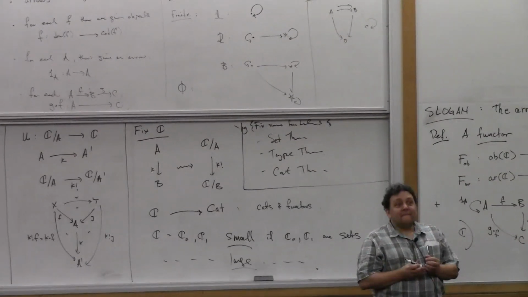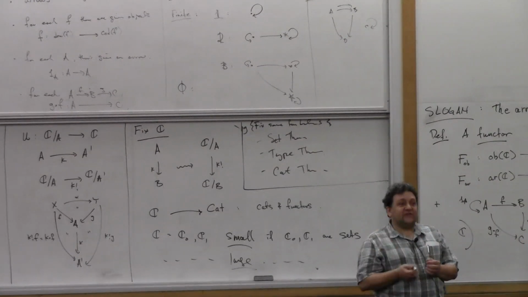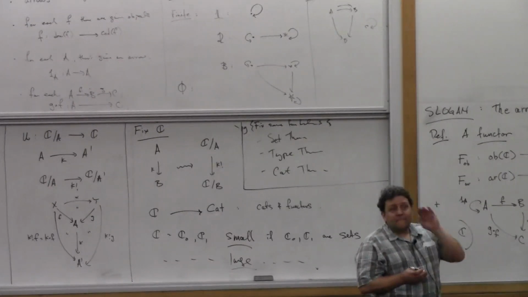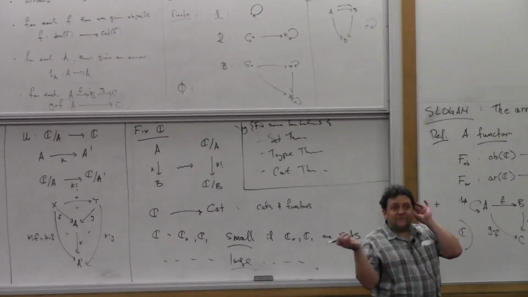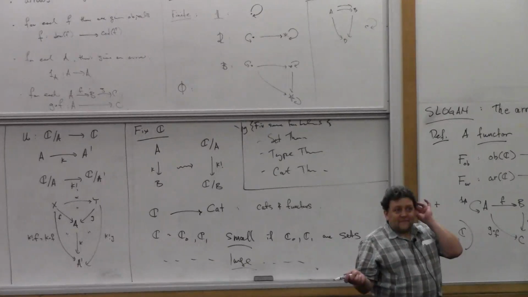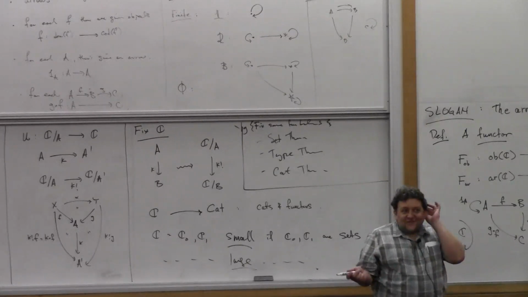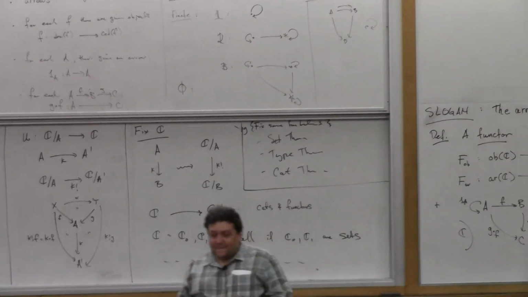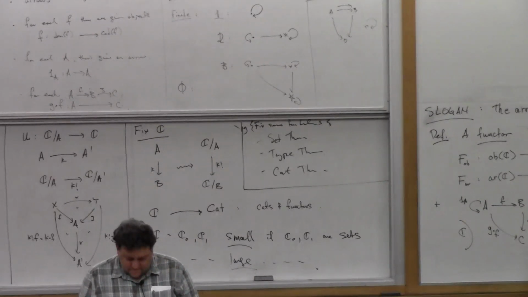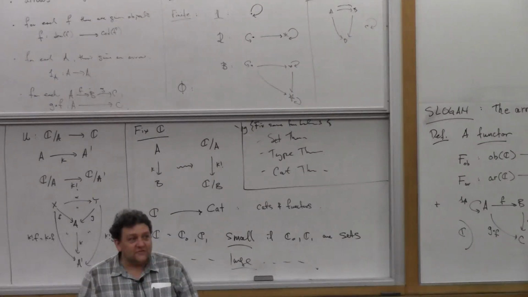Put C over A? Yeah, C over A, or C sliced over A. So it's C sliced over A, objects or arrows into A? Yeah, from any other object in C. But not from any category? No, that wouldn't make any sense. And arrows in C sliced over A are commutative triangles in C.